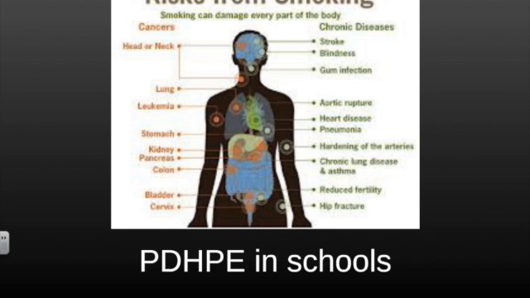Now, another way developing personal skills is done is during PDHPE programs in schools, and I'm sure from your time during years 7 to 10 PDHPE you'll remember your teacher talking to you about the risks of smoking, and they may have presented to you a diagram that looks something like that.